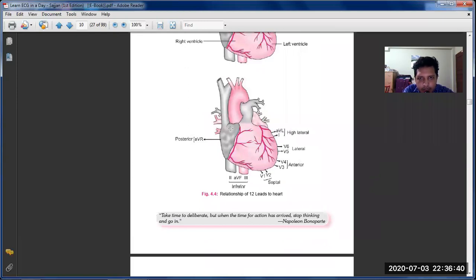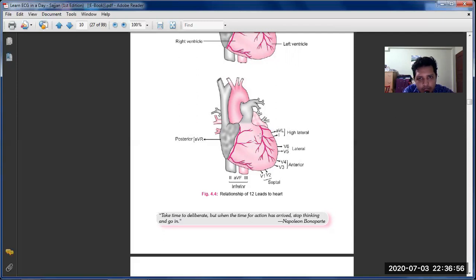And here is another picture of the chest leads. Here is another mistake: V1, V2 is not septal. V1, V2 is mainly the anterior portion of the heart. V3, V4 is the septal portion of the heart, and V5, V6 is the lateral portion of the heart.